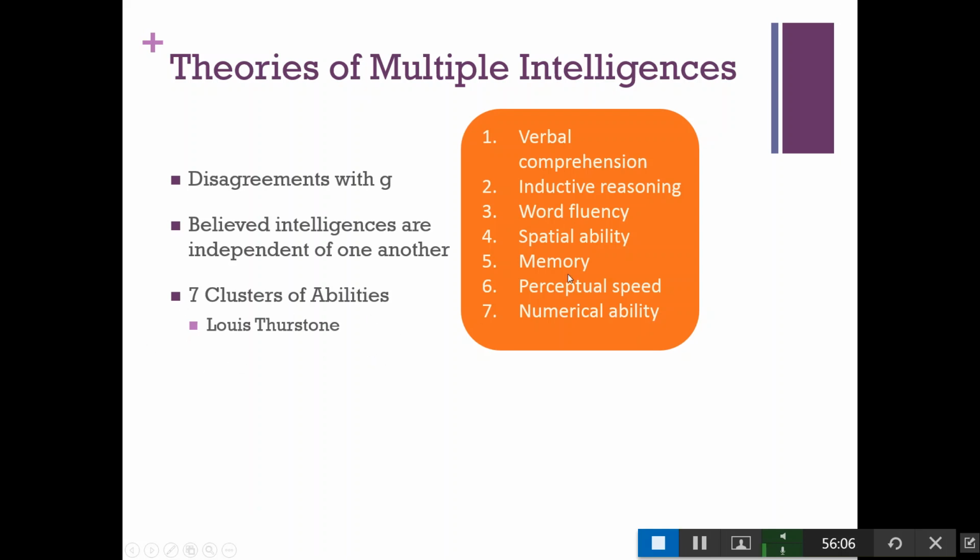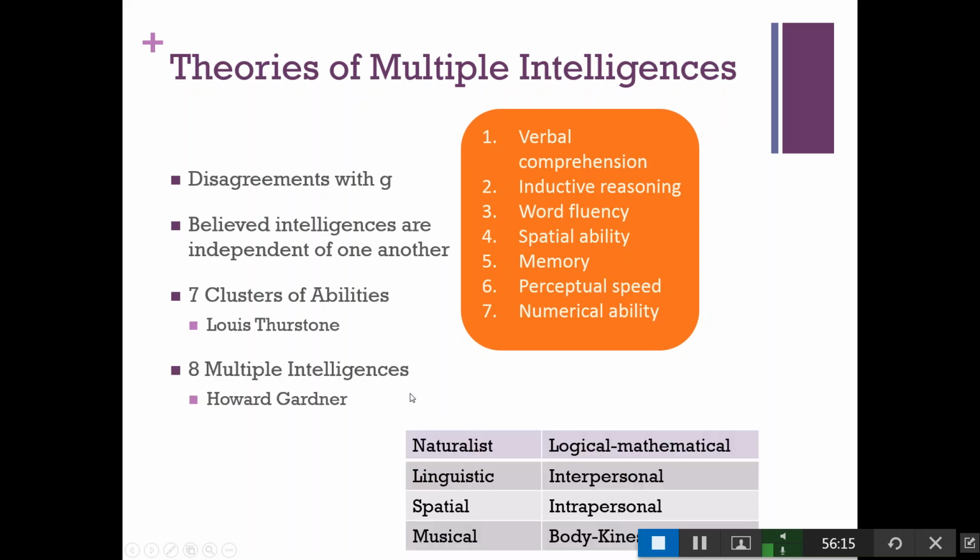He proposed that there are 7 clusters of abilities, and he said there's verbal comprehension, inductive reasoning, word fluency, spatial ability, memory, perceptual speed, and numerical ability. Okay. Howard Gardner talks about 8 multiple intelligences, where there are people who are naturalists, linguists, logical, mathematical people, and interpersonal, intrapersonal, and so on and so forth. Okay. And so these individuals propose that we have multiple intelligences and they're not going to be correlated. Again, we can measure all these things separately, but they're saying they're independent, whereas G is saying we can measure all these things, but they're all still going to be correlated with one another.